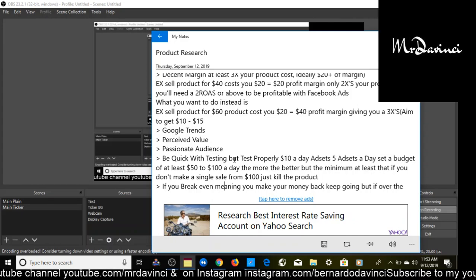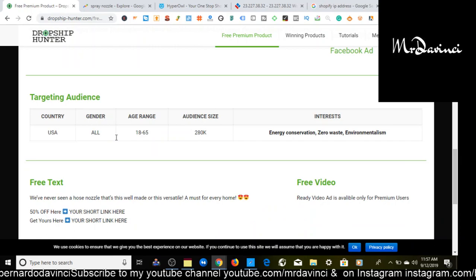These are the states I would definitely target for this product. As you can see over here in blue, these are the states I'm looking for the most. The ones where it's white, there's little to no demand, so you want to stay away from those.